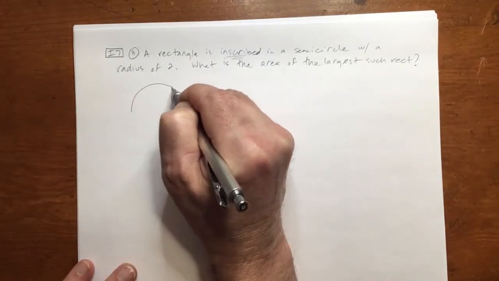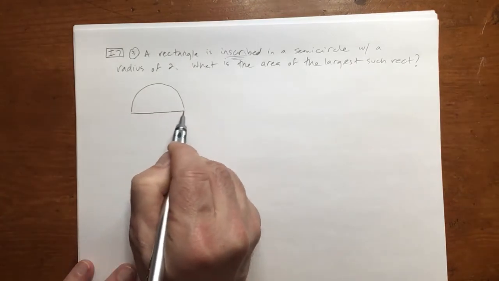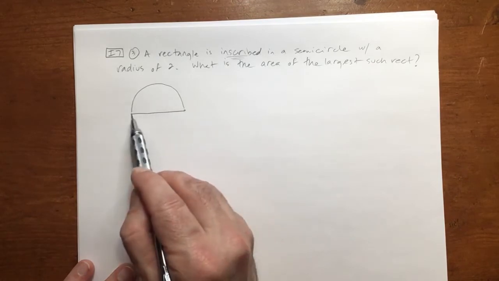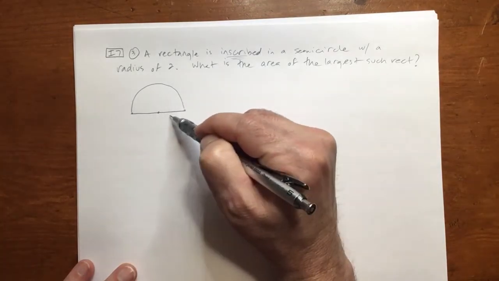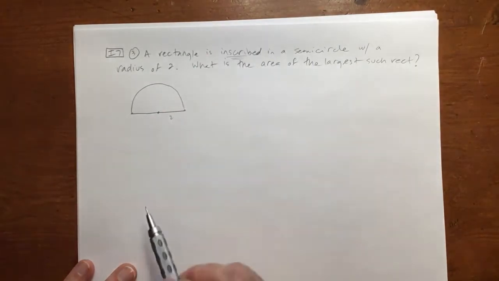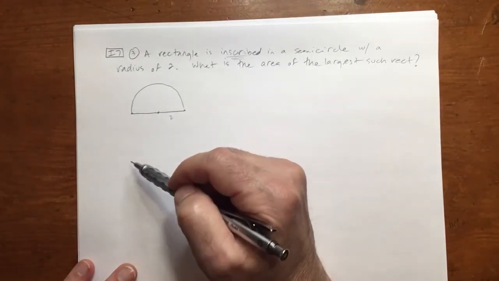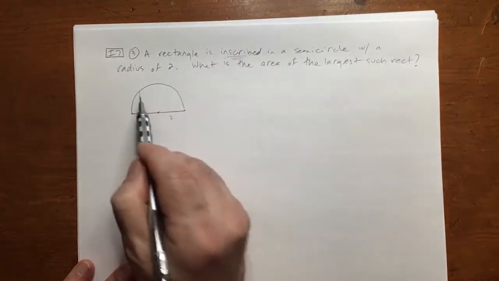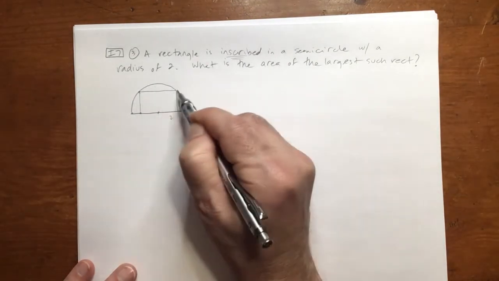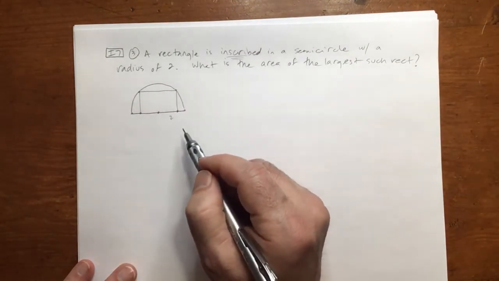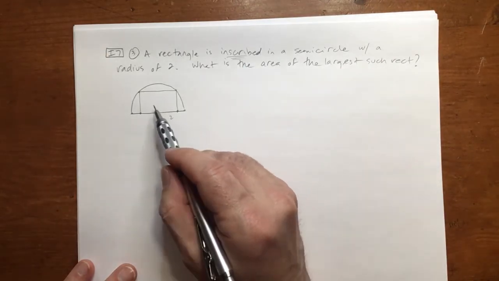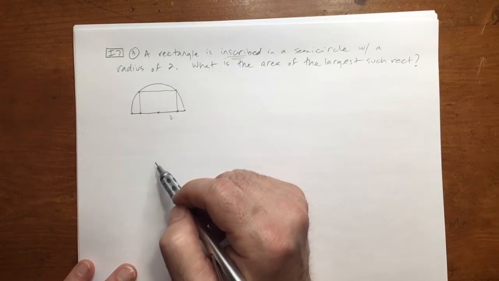So I have a semicircle. And I really should have said a semicircle including its diameter. And the radius is 2. Inscribed means that all 4 vertices of the rectangle will have to be on this object. And so we just randomly draw a rectangle in here. Okay, there are the 4 vertices on that object. And we don't know anything about this now. Okay, we have to find the biggest possible rectangle that we can.